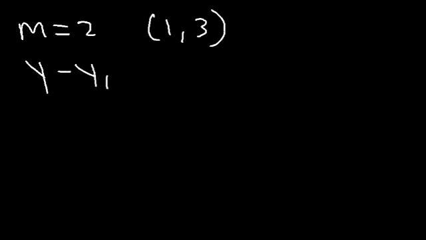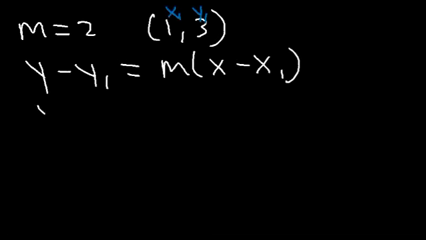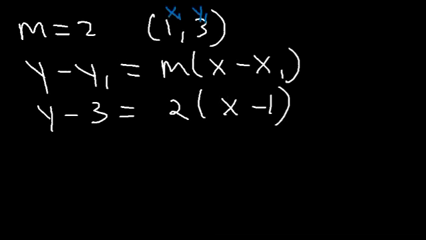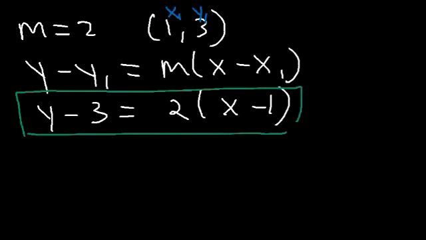So let's say the slope is 2, and you have the point 1, 3. How would you write the equation of the line that passes through the point 1, 3 and that has a slope of 2? So personally, I think it's easier if you start with the point-slope equation. So this is x1 and this is y1. So let's replace y1 with 3, m with 2, and x1 with 1. So this is the answer in point-slope form. It's y minus 3 is equal to 2 times x minus 1.